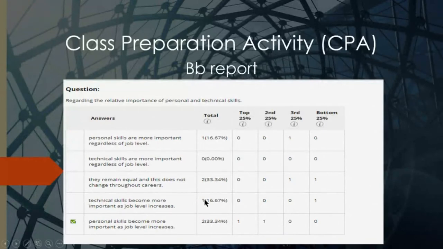Two students got it right, and then four students had the incorrect answer. So again, this would allow me to go back before class, create some activities around this particular concept so that we can talk further about it to help them understand how to apply the concept.